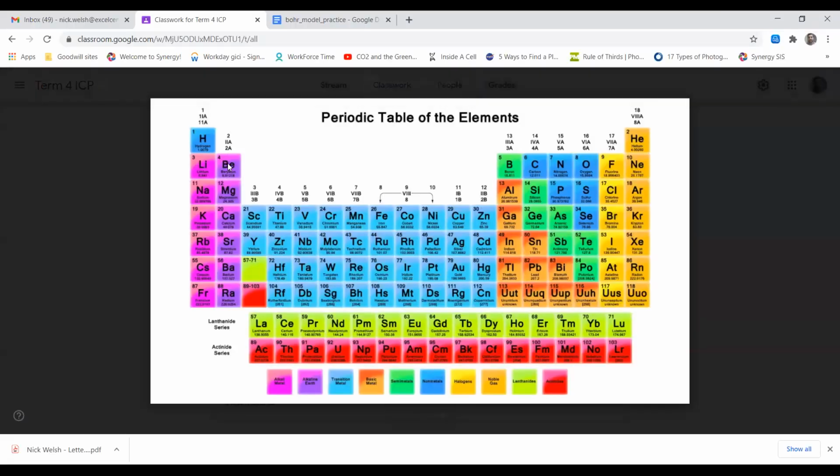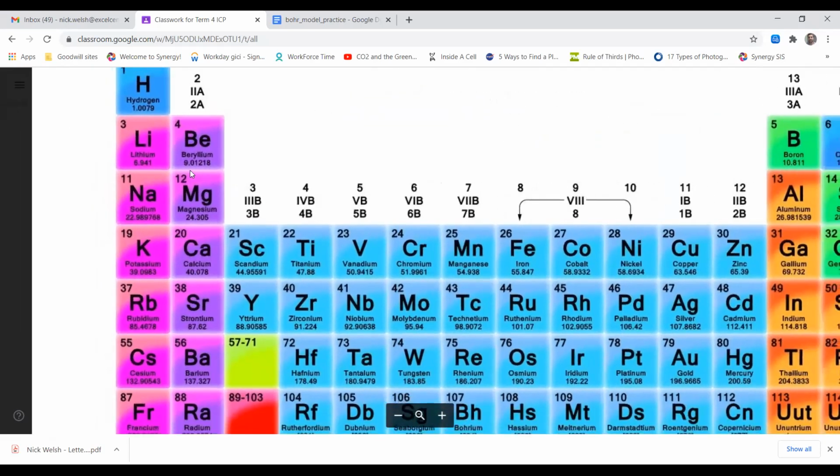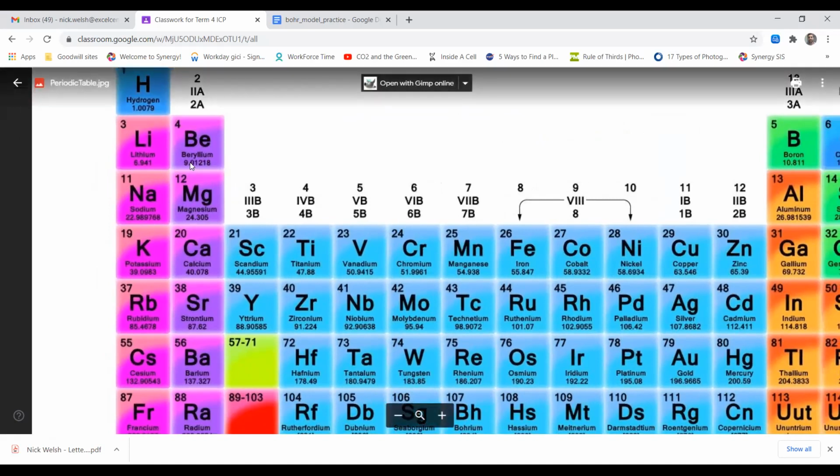Okay, so if I'm looking here at my periodic table, I can see beryllium. How many protons does it have? It has 4, because that's the atomic number. That means it also has 4 electrons. If I do a little bit of math, let me zoom in here. Beryllium has a mass of 9.01218. So we're just going to round that down to 9. So I take 9 minus 4. So beryllium actually has 5 neutrons. 5 neutrons. And how many shells does it have? Well, it's in period 2, so that means it has 2 shells.